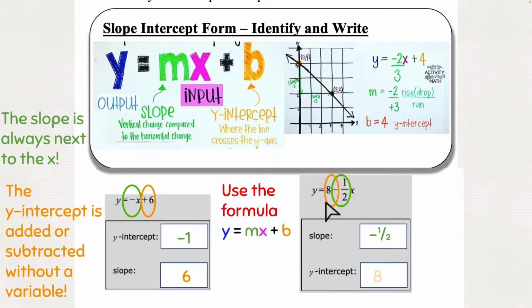Be careful, that negative belongs to the half, not the 8. The 8's positive. Look at what's in front of it, and that'll tell you if it's positive or negative. So be careful with that one. I have students accidentally go, well, it's being subtracted. Nope, it's negative 1/2 x. The 1/2 x is being subtracted, not the 8. So just be careful about that.